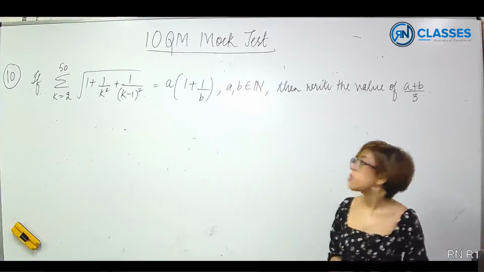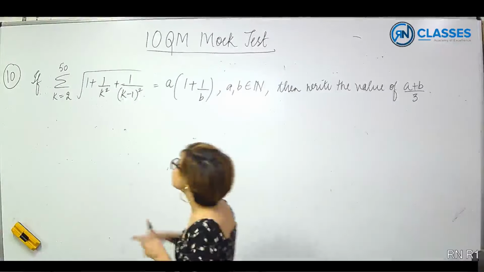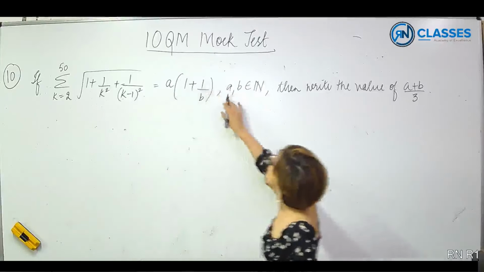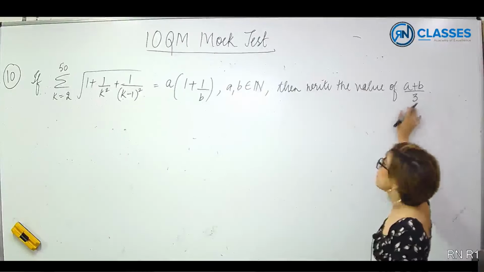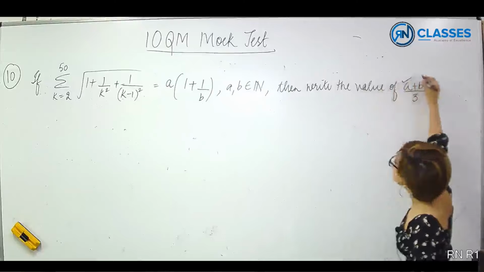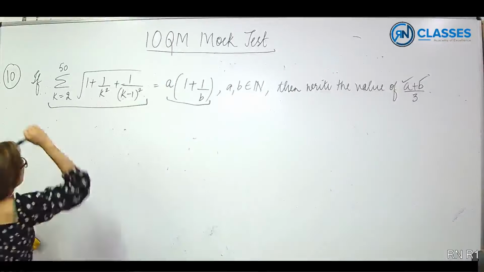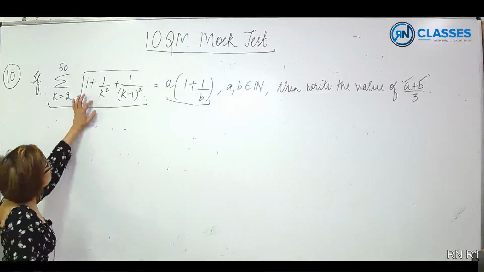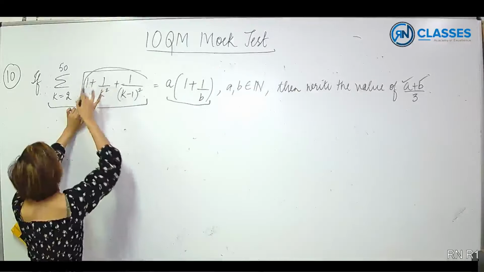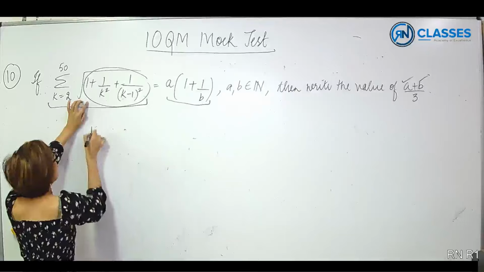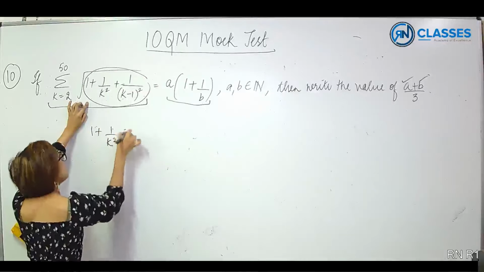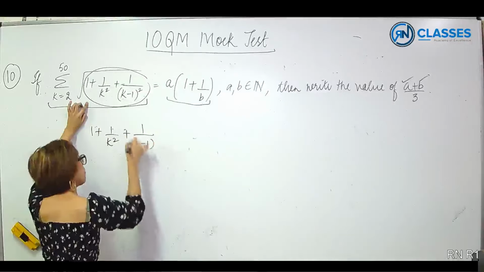Alright, on to the next one. Now he says if the summation of this is equal to this, you need to find out the value of a plus b by 6. So basically I want the value of a and b. That means I need to find out this. Right? Now, first of all, let me try to study the expression inside the square root. It is 1 plus 1 by k square plus 1 by k minus 1 whole square.